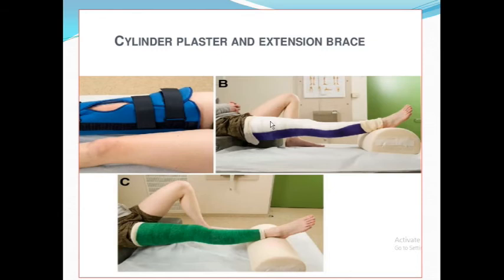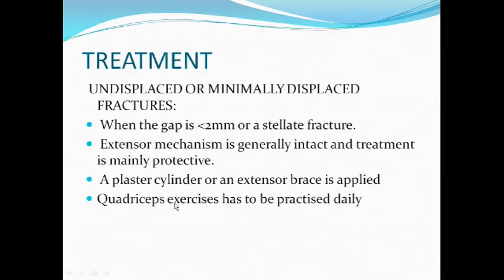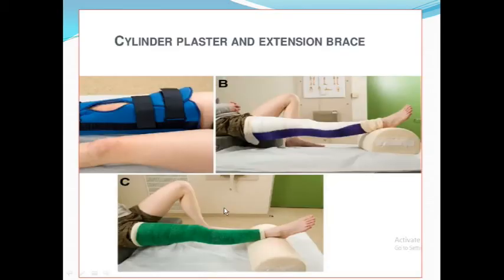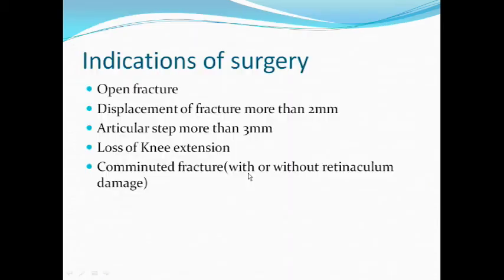So we go for conservative management usually. A plaster cylinder or an extensor brace is applied. This brace, we call it a cylindrical slab. We start from a point just above the medial malleolus. We make the ankle joint free and go up to mid thigh. So this is called a cylindrical cast, or this one is a cylindrical brace. This is a brace extensively used for the patella.